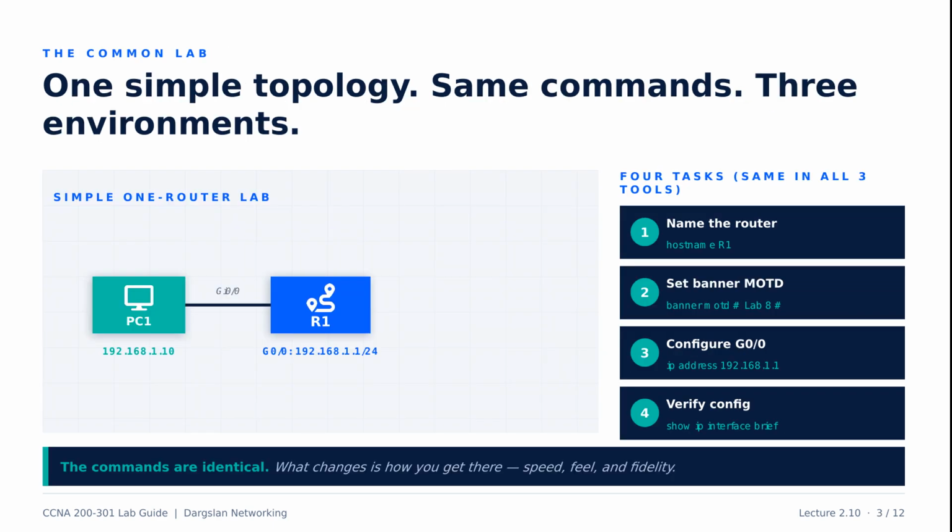So here's the experiment itself. One PC, one router, a single link on G0/0, with the router living at 192.168.1.1 and the PC at 10. 4 tasks, identical in every tool. Name the router, set a MOTD banner, give G0/0 its IP, and verify with show ip interface brief. The commands won't change at all between Packet Tracer, GNS3, and EVE-NG. What changes is how it feels to get there.